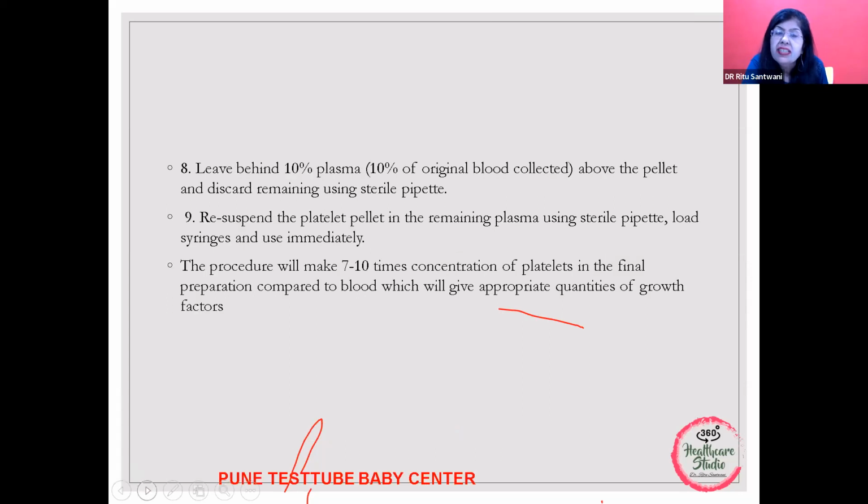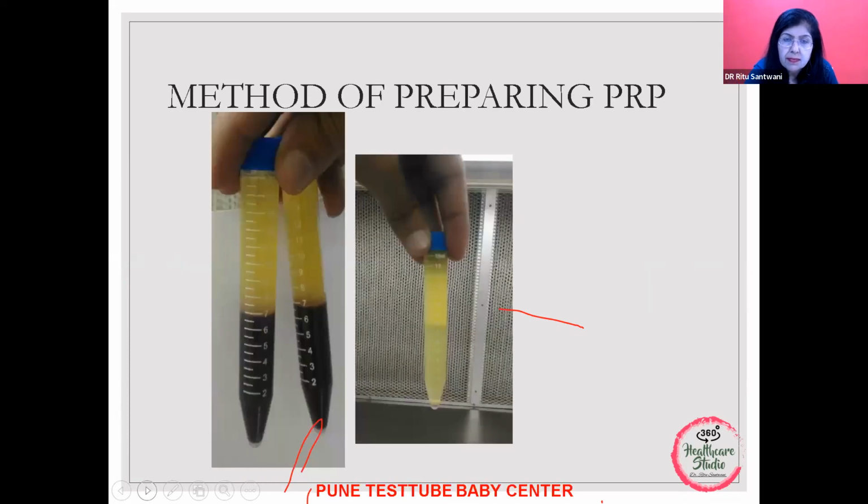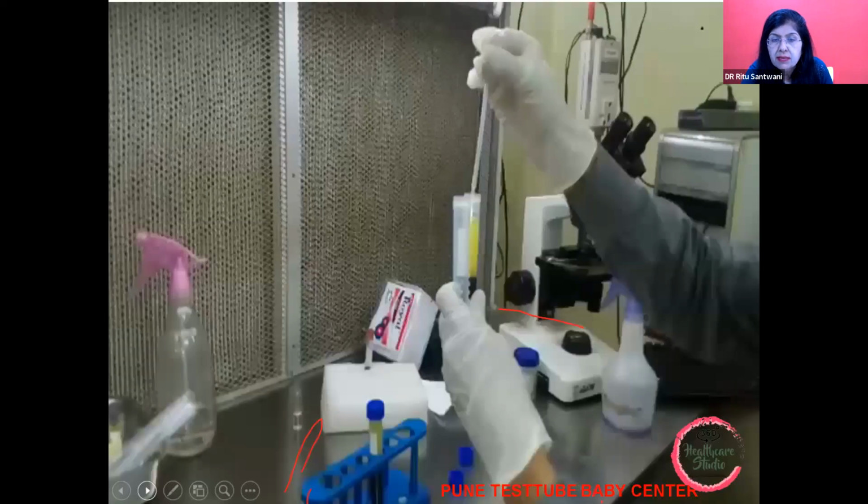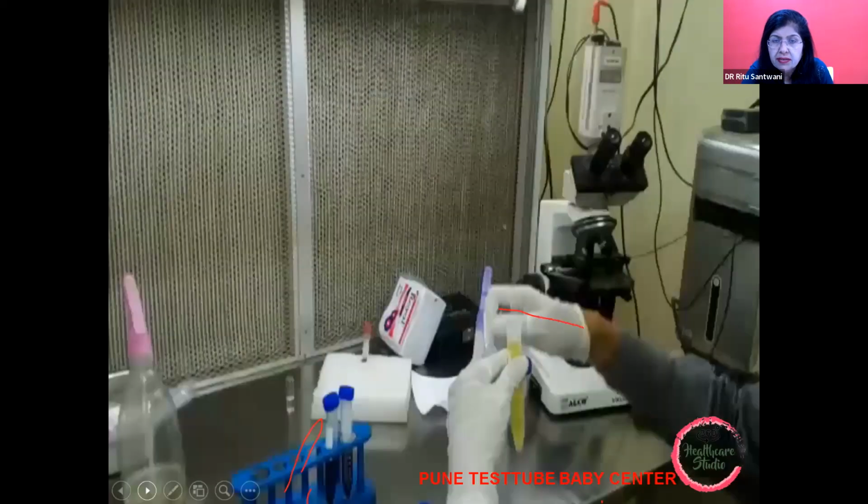Leaving behind 10% of the plasma above the pellet, we have to discard the rest using a sterile pipette. We have to resuspend the platelet pellet in the remaining plasma using a sterile pipette and load it into the syringes. This gives a concentration 7 to 10 times higher. So these are the different methods of preparation.